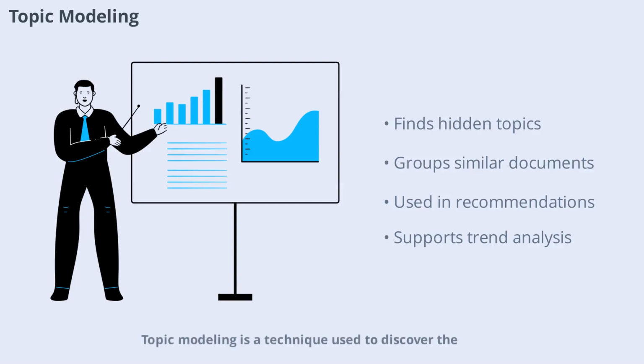Topic modeling is a technique used to discover the underlying themes or topics in a collection of documents. Algorithms like latent Dirichlet allocation, LDA, group words in documents based on their co-occurrence patterns. Topic modeling is widely used in content recommendation, document organization, and trend analysis. It helps users and systems quickly identify the main subjects in large text datasets.